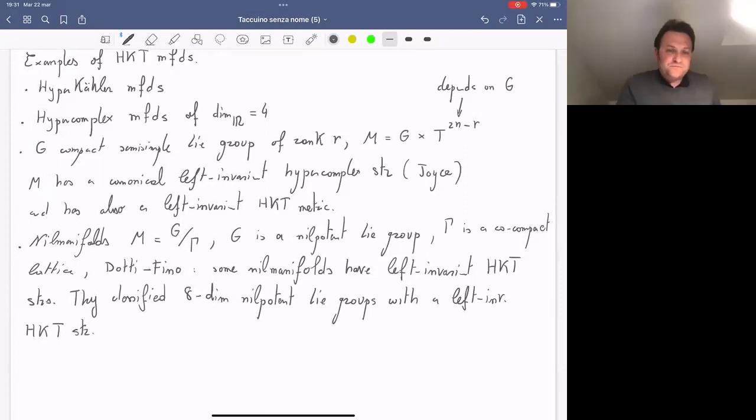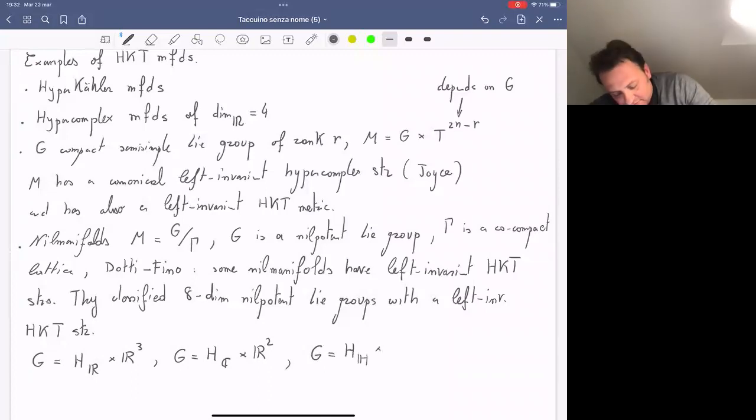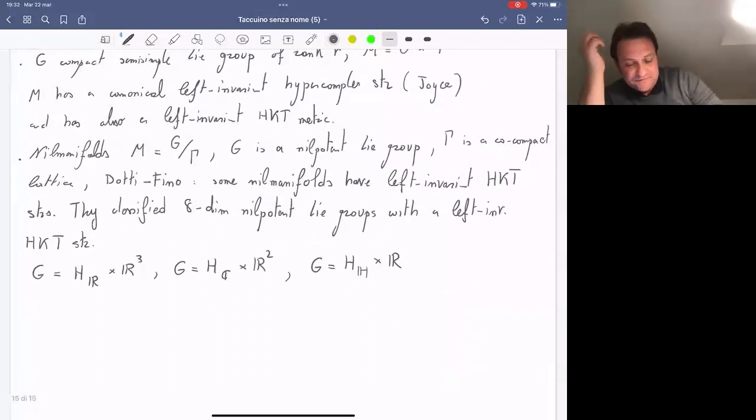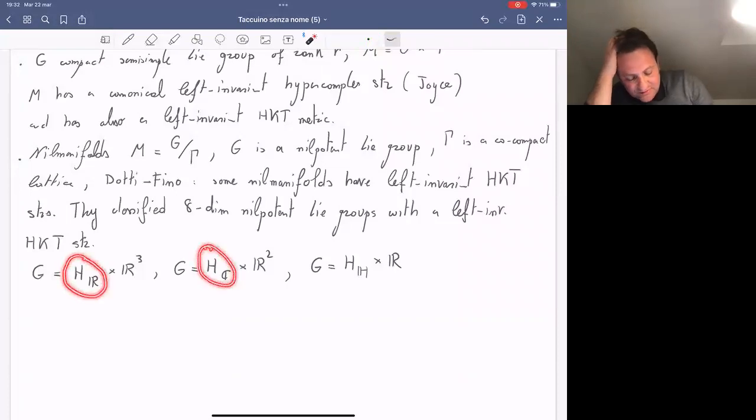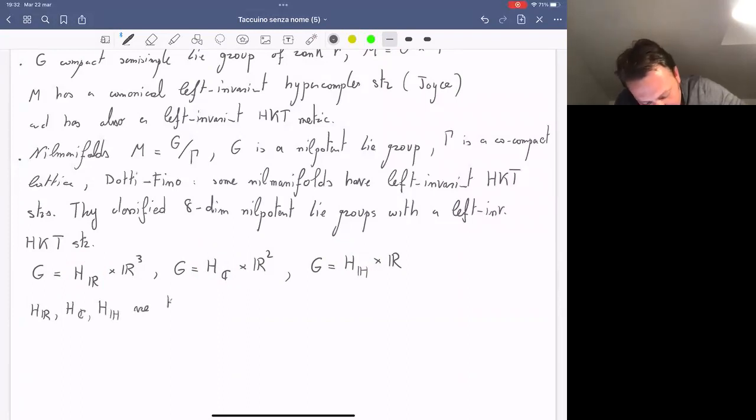And I mean, the non-Kähler ones are just 3, and they can be described in this way. So we have H_R cross R^3. And then the second model is given by H_C cross R^2. And the last model is given by G equal something like H_H times R. And here, these groups, H_R, H_C, and H_H, are Heisenberg type groups.